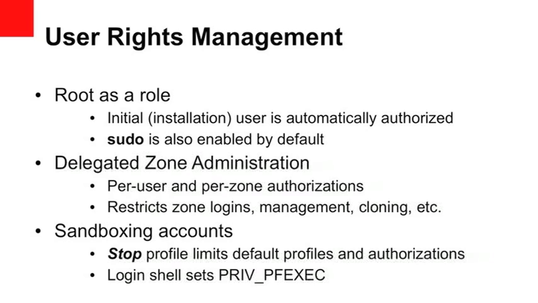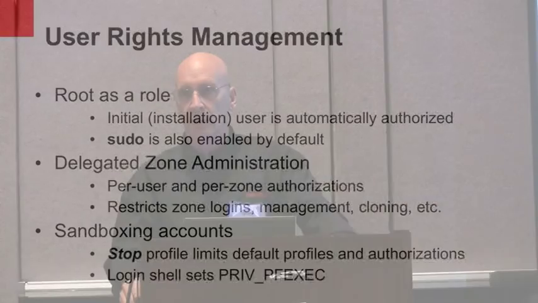It also means that somebody has to be able to assume the root role, so we require that you create at least one other account when you install Solaris 11, because how else are we going to assume the root role? So the first account that gets created during the auto install process is the account that can assume the root role. Also, that account can use sudo.